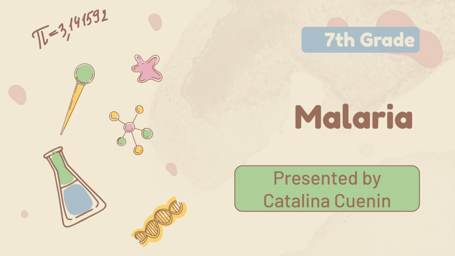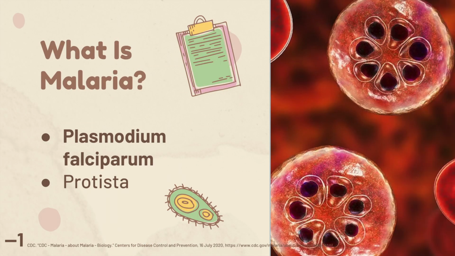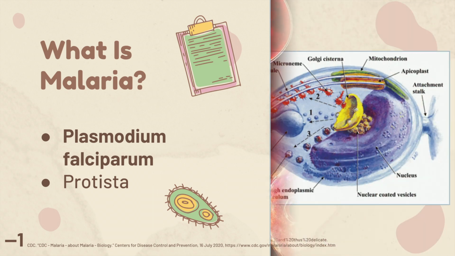Today I will be talking about malaria. What is malaria? Malaria is caused by protists called Plasmodium parasites. There are 5 types of these parasites that cause malaria, but the most common one is Plasmodium falciparum.